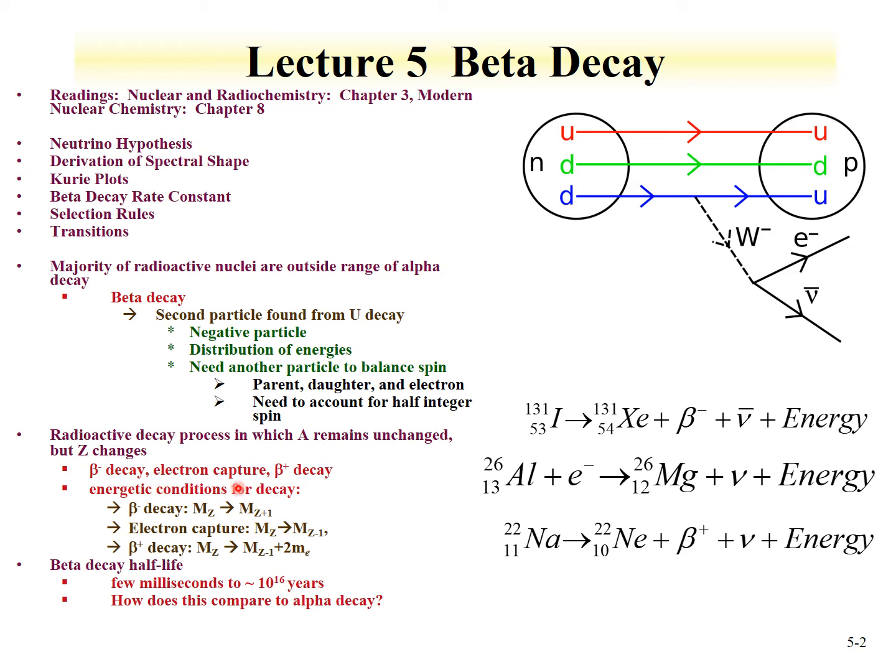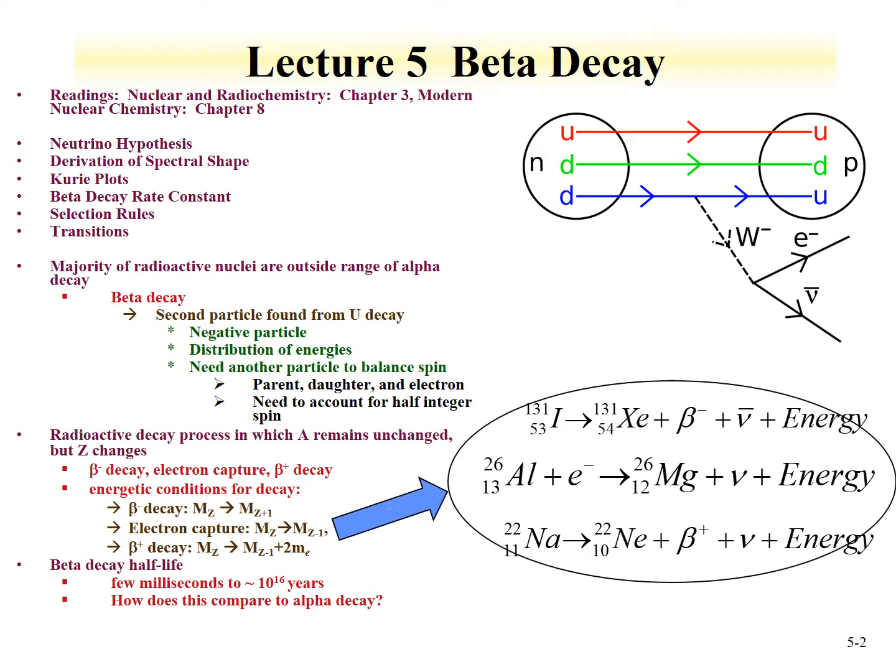For beta decay, electron capture, and positron decay, we get different changes in the Z. For beta minus, where an electron is emitted, a neutron is converted to a proton. For electron capture and positron decay, a proton is converted into a neutron. So for beta decay, elements move up the periodic table. Electron capture and positron decay, they move down the periodic table.